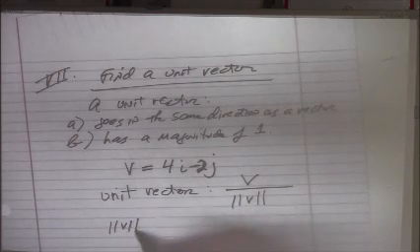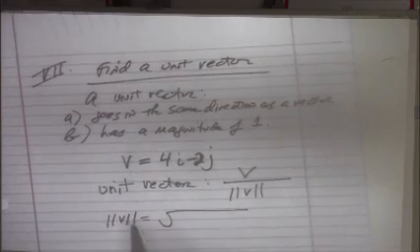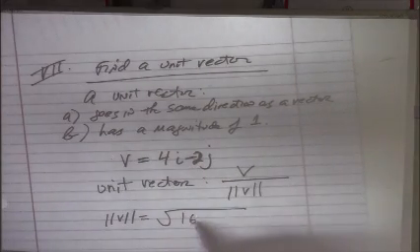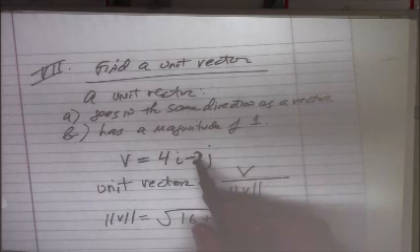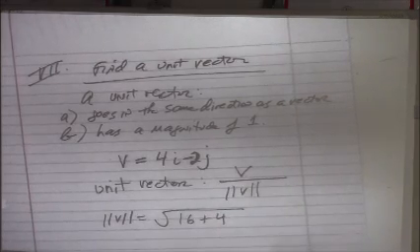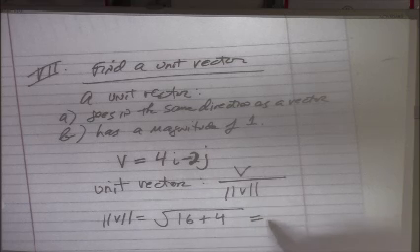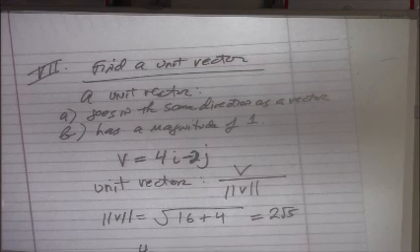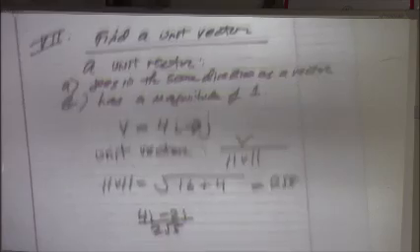Let's find the magnitude. And the magnitude is just the distance using x and y here. So it's going to be 4 squared plus negative 2 squared. So it's going to be square root of 20. And square root of 20 has a 4 in it, so it's going to be 2 root 5. So now we'll put 4i minus 2j over 2 root 5.